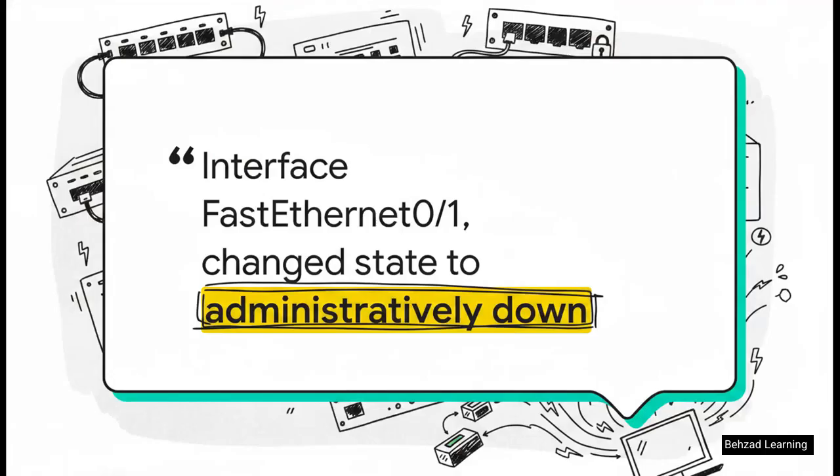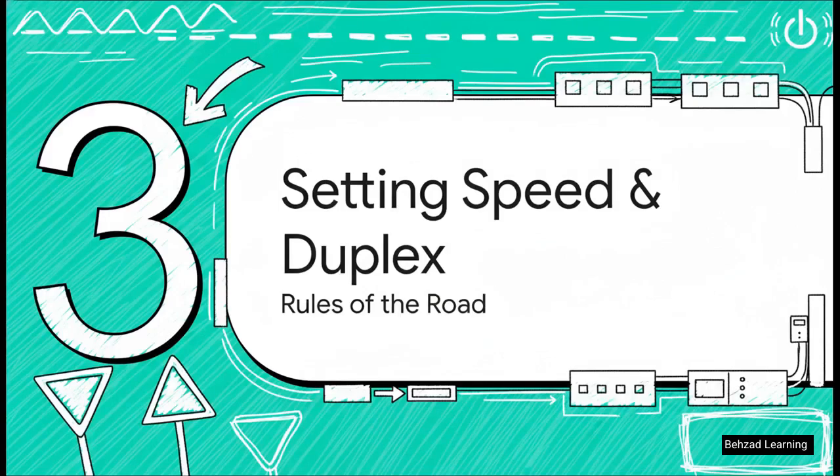Now, what's really interesting is what actually happens behind the scenes here. When you shut down a port, the switch doesn't just do it silently in the dark. No, it generates a syslog message directly to the console. If you look at the output, notice how the interface state changes to administratively down. This right here is your definitive proof that the port is disabled by a human's configuration, not by some broken cable or hardware failure.